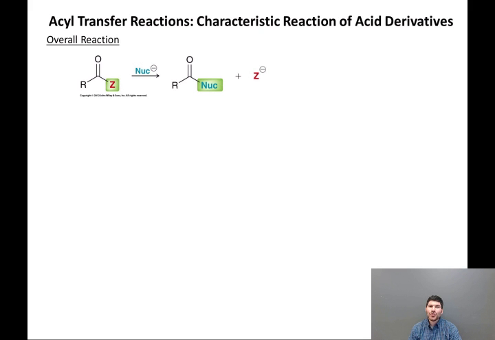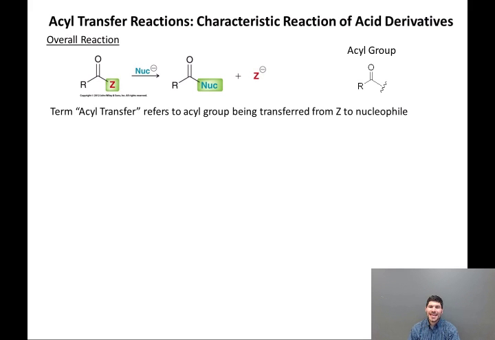So the carboxylic acid derivatives react with nucleophiles. This should not come as a surprise to you because we've already seen aldehydes and ketones reacting with nucleophiles. Now, in this case, a substitution reaction takes place instead of an addition reaction. So with aldehydes and ketones, we saw the nucleophile would add across the C=O pi bond. In this case, the nucleophile takes the place of the Z group. But the mechanism is more complicated, as we shall see, than a simple SN1 or SN2 substitution mechanism.